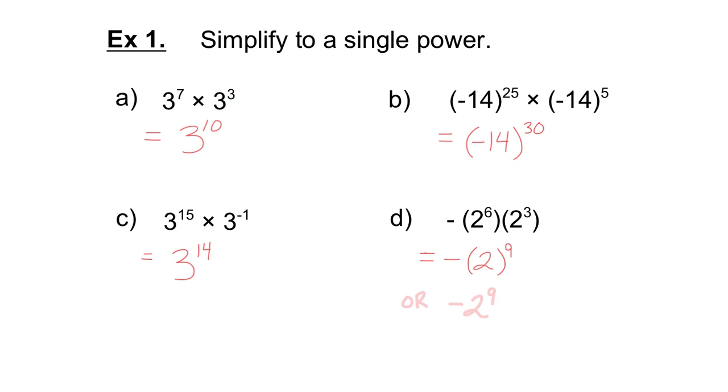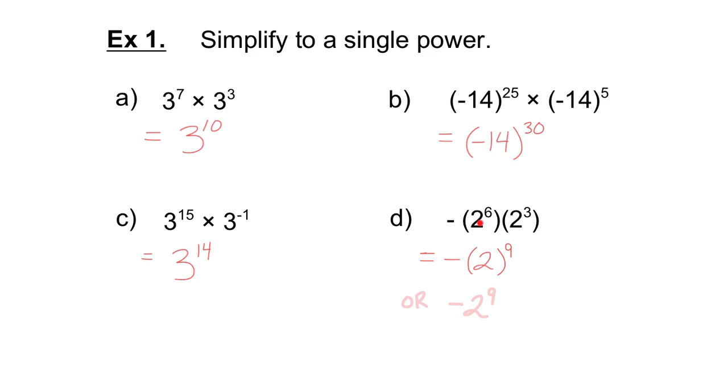Powers with the same base being multiplied, add the exponents. Don't worry if the base is negative. The base just remains the same. You're just adding the exponents. If you have a negative exponent, just add the exponents. 15, add negative 1, it's 14.